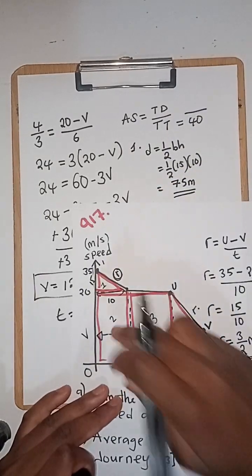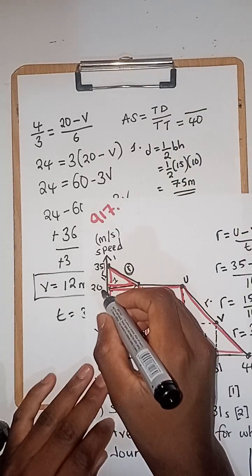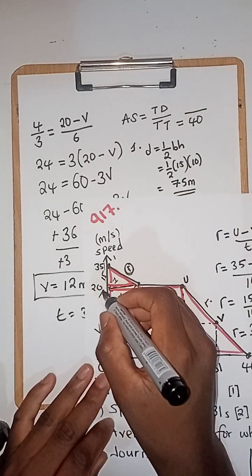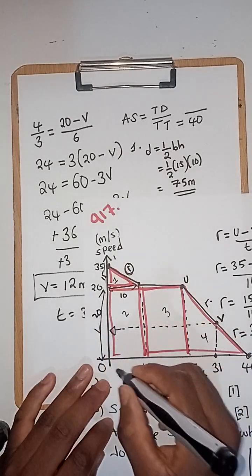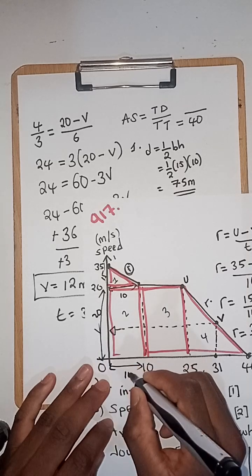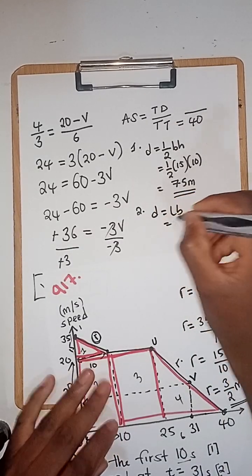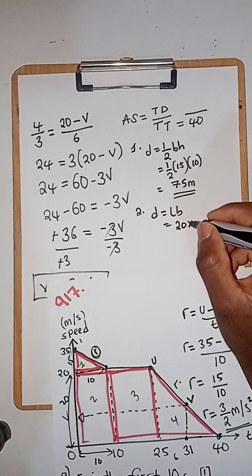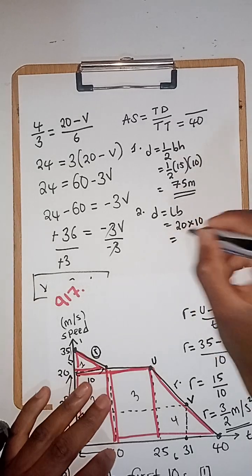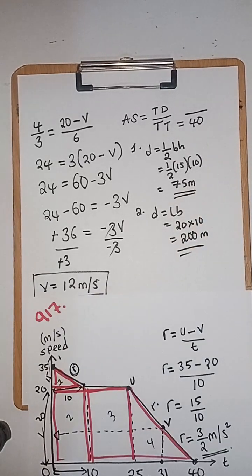Secondly, we have this rectangle here. So our length here is from there to this point. So this here is 20, and then our breadth is here, which is 10. So we know that distance is equal to LB. So our length is 20 times breadth, which is 10. So here we're going to have 200 meters for our second shape.